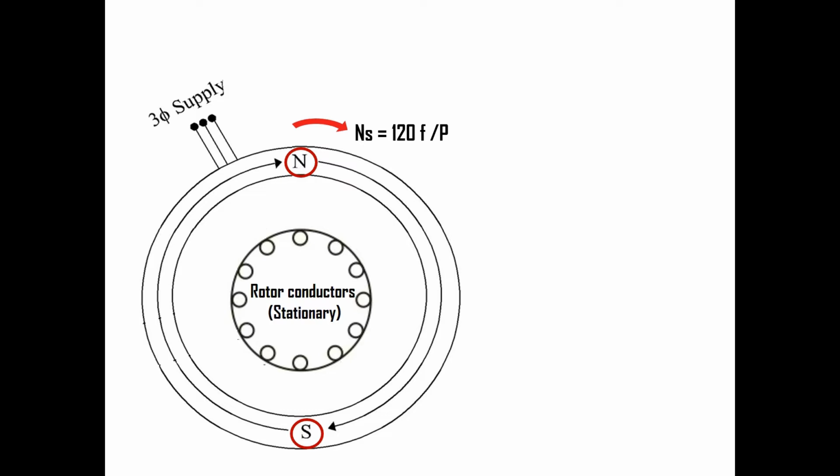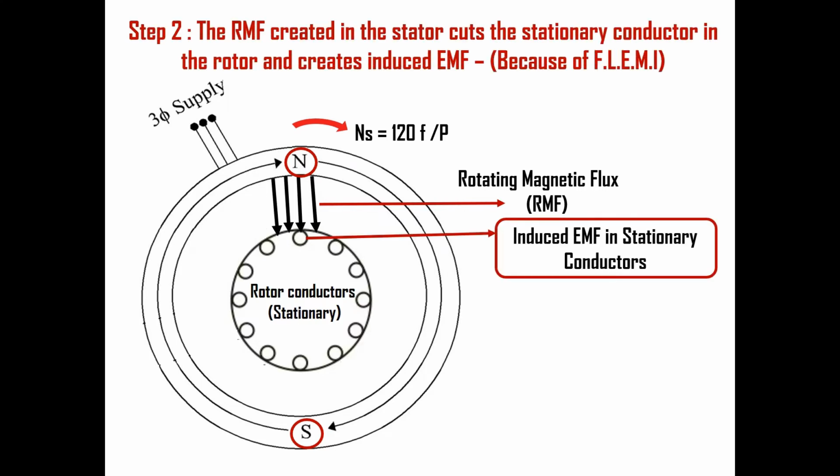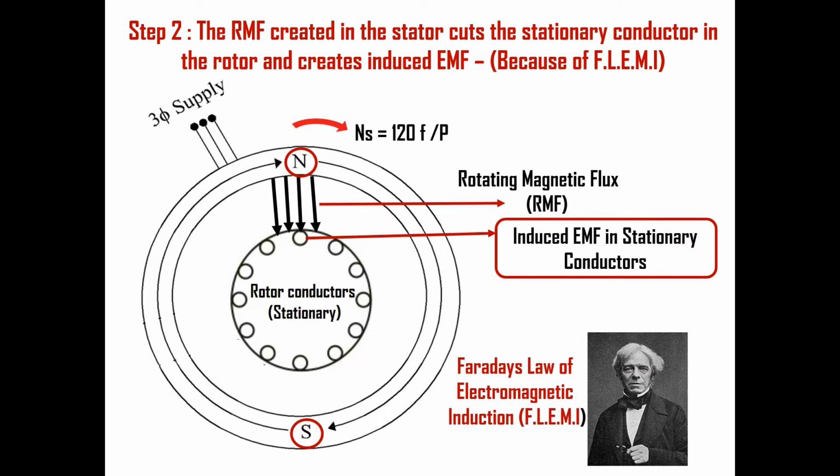Okay, in step 2, the RMF created in the stator passes through the air gap and cuts the stationary conductors in the rotor. So there will be an induced EMF in the conductors. It's because of Faraday's law of electromagnetic induction. This states that there will be an induced EMF in the conductor when there is a relative motion between the magnetic flux and the conductors. As you can see, the magnetic flux in the stator is rotating and conductors in the rotor are stationary. So there is a relative motion between them and hence the induced EMF. Please remember that it's the same as the train example we have seen before.